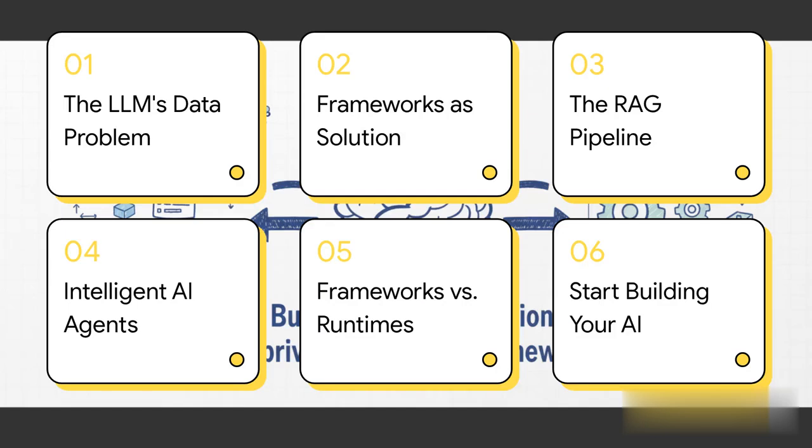So here's our game plan. First, we'll dig into that core data problem. Then, we'll look at the frameworks that are the solution. We'll get into the nitty-gritty of something called the RAG pipeline, and then see how that powers up intelligent AI agents. And finally, we'll compare some tools and get you ready to start building.